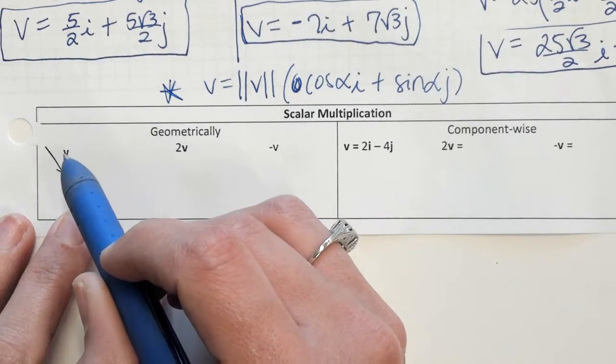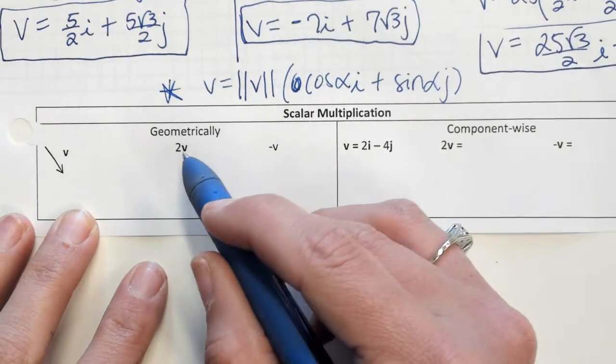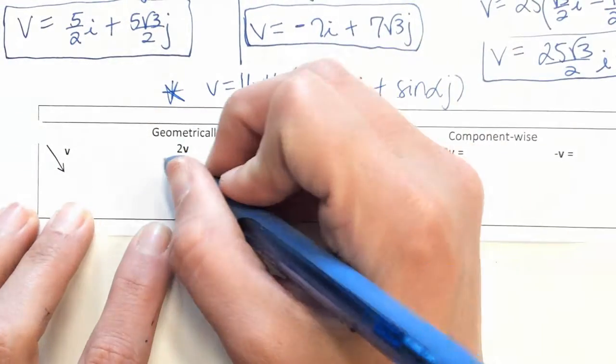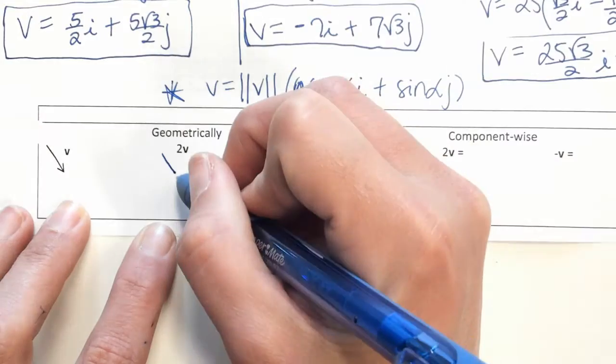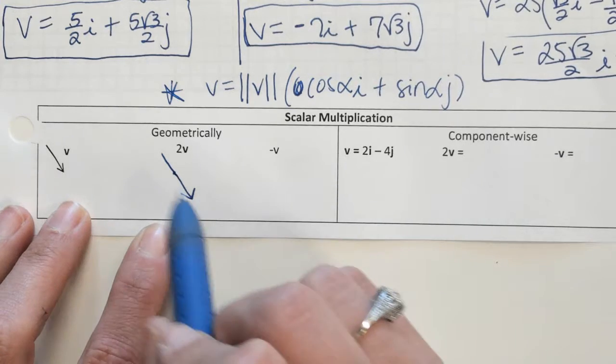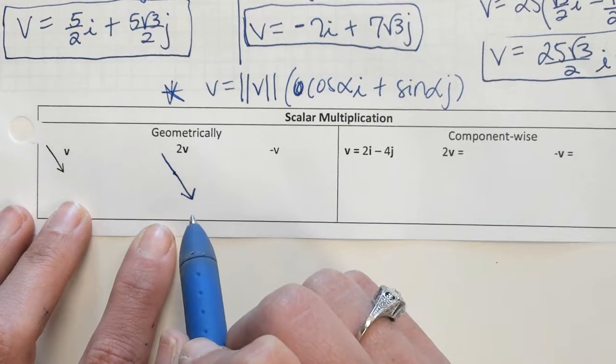So if you're having v, this is the vector. 2v is just doubling its length. So this is how it would look. You just draw one of them, and you draw another one. It's just doubling the length. Does that make sense? The direction doesn't change. All you're doing is pretty much drawing it twice.